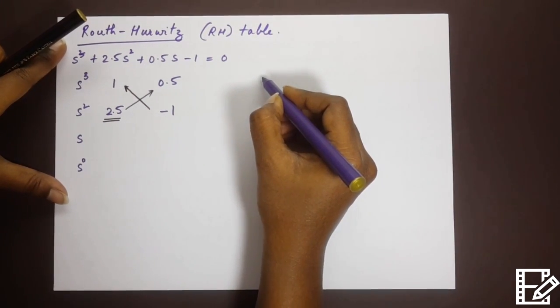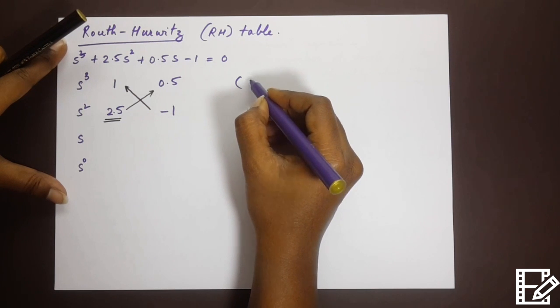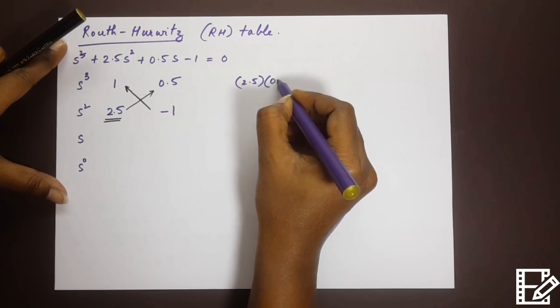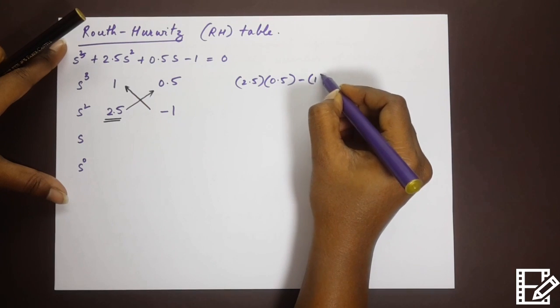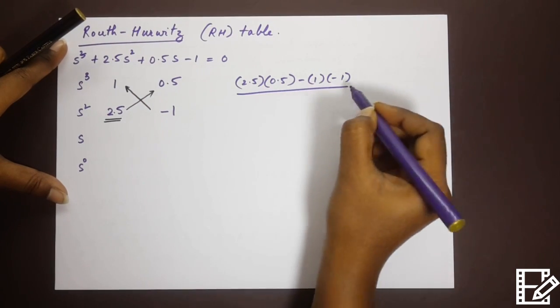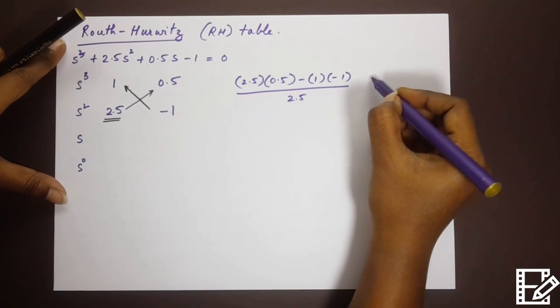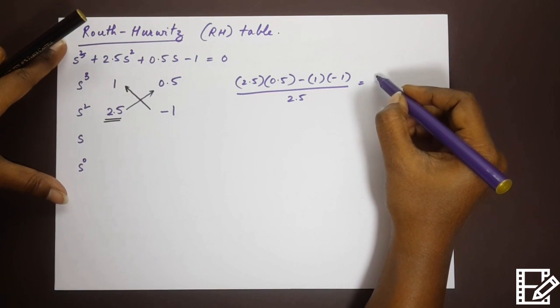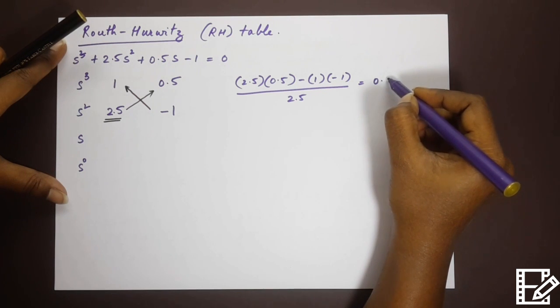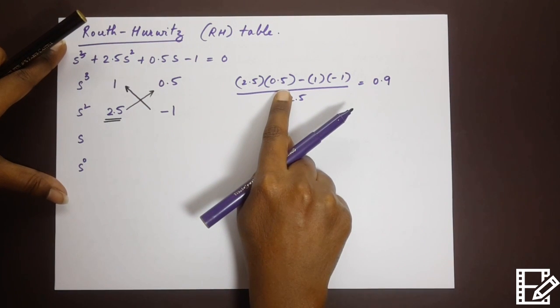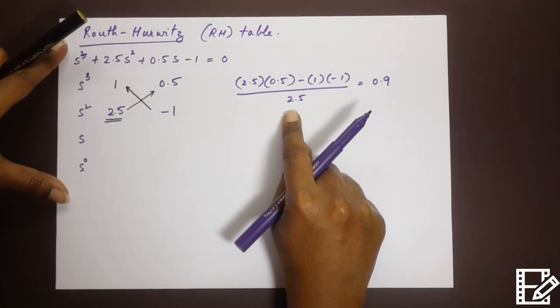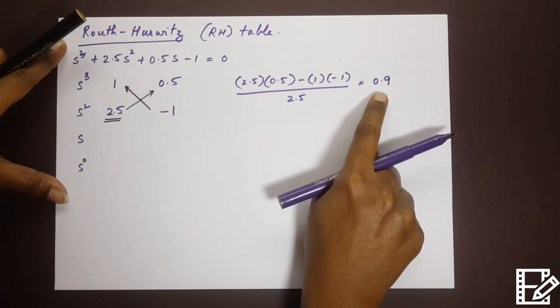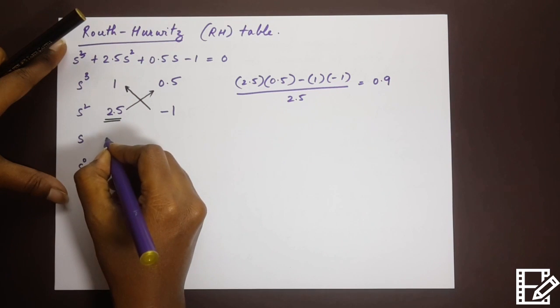So I'll write it down on this side here. So that's 2.5 into 0.5 minus 1 into minus 1 divided by 2.5. If we solve this, I believe that would be 0.9. 2.5 into 0.5 is 1.25 plus 1 divided by 2.5, 0.9. So 0.9 goes here.